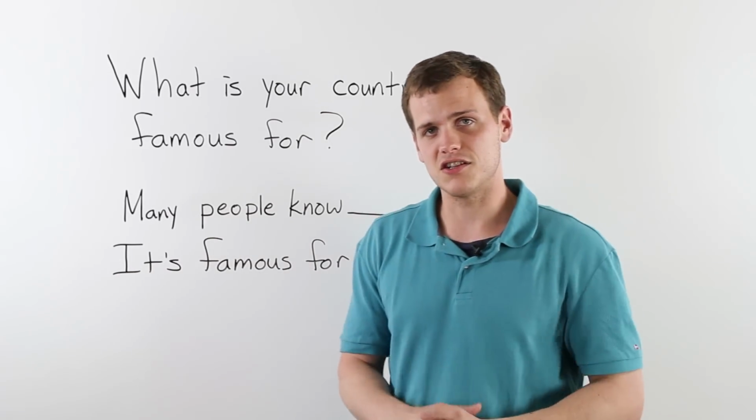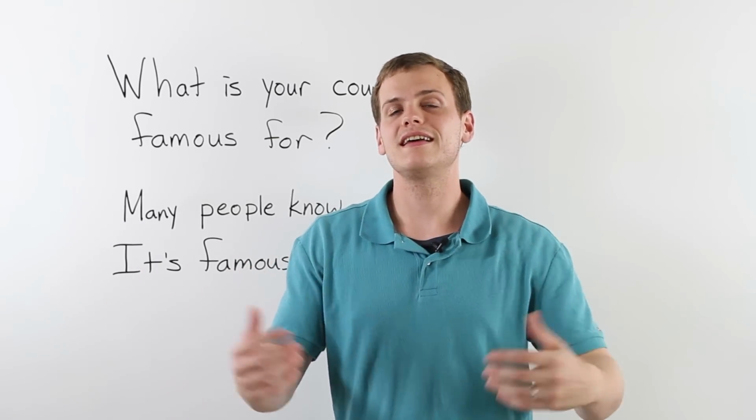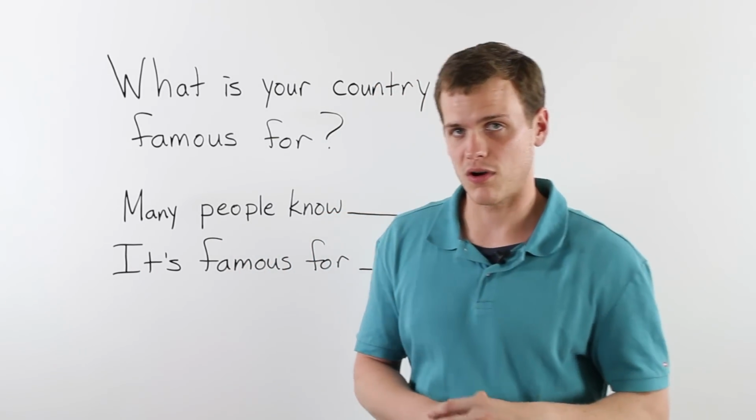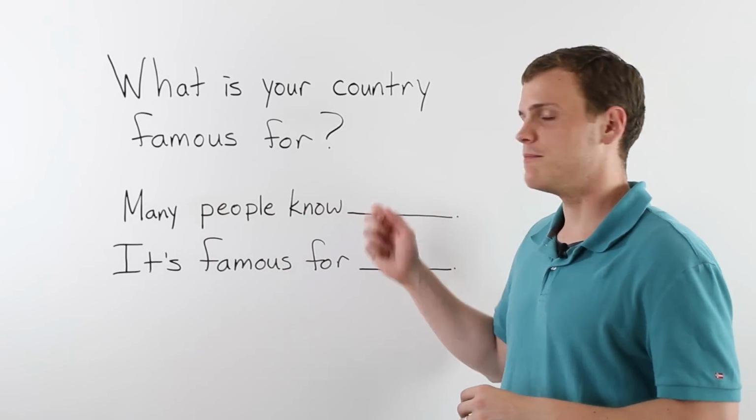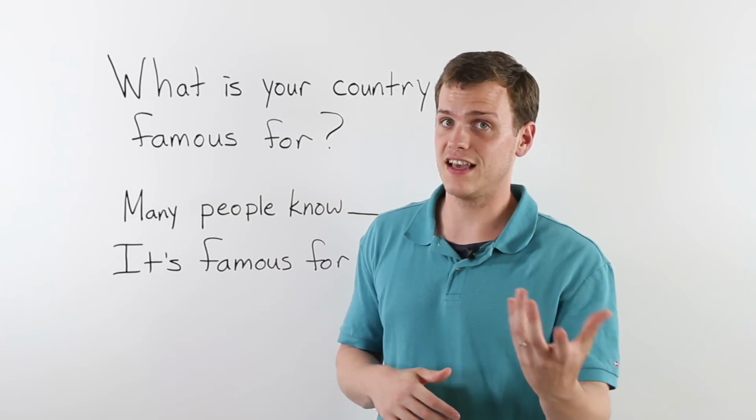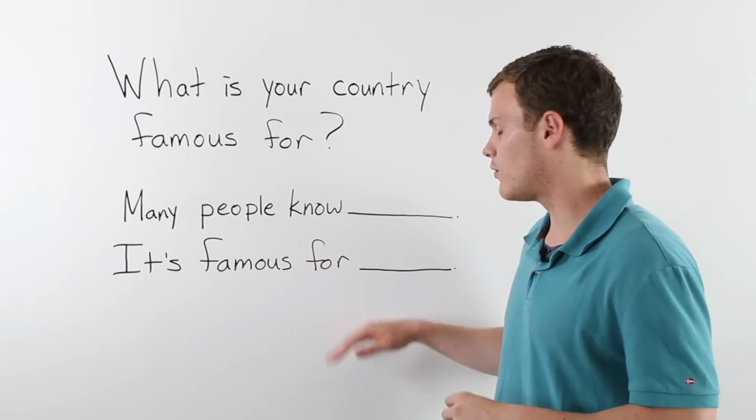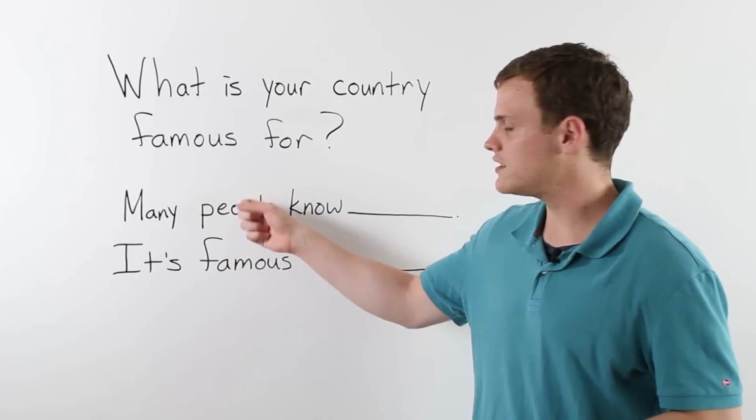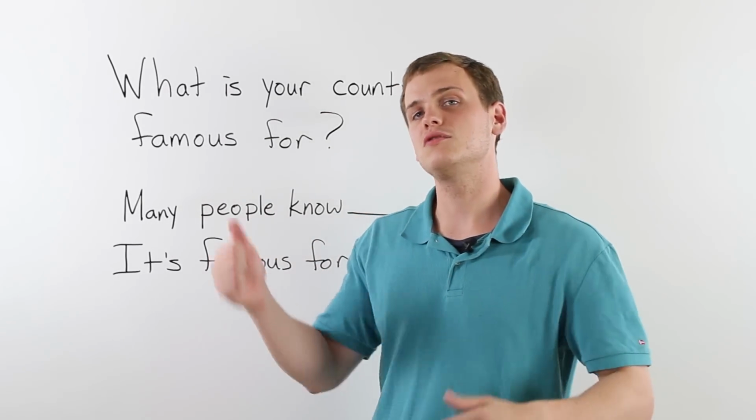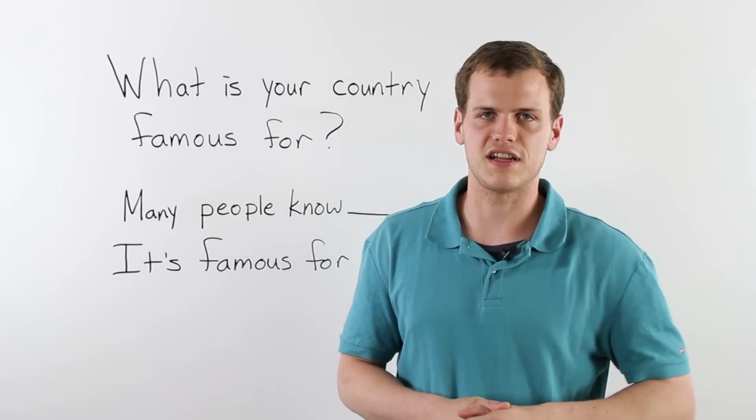We want to change it a bit. We can talk about Canada. What is Canada famous for? Well, that's easy. We could say many people know maple syrup. Very tasty Canadian food. And also, it's famous for maple syrup. Okay? So these are two things that are equal that you can use to answer this question. Okay, let's look at the last question now.